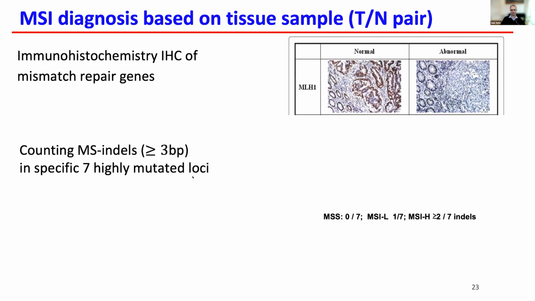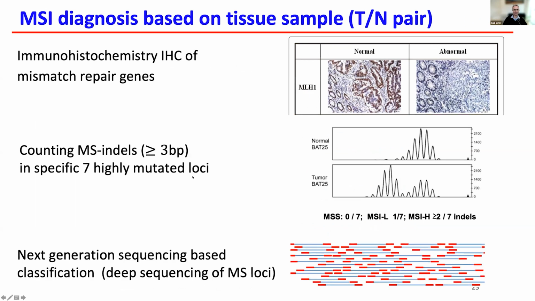So how do you find MSI in the clinic today? Typically, you perform immunohistochemistry of the mismatch repair gene, for example, MLH1. And if you don't find it, that means that you're potentially microsatellite unstable. Another common way of doing it is using a gel-based assay that looks at a few microsatellites, actually 7 microsatellites, what's called the Bethesda protocol, and looking for indels in them. If you have 2 or more indels in those 7 sites, typically 3 base pair indels, then you call it an MSI high tumor.